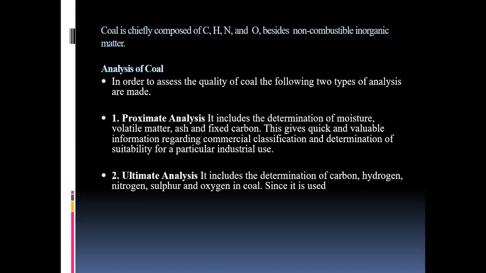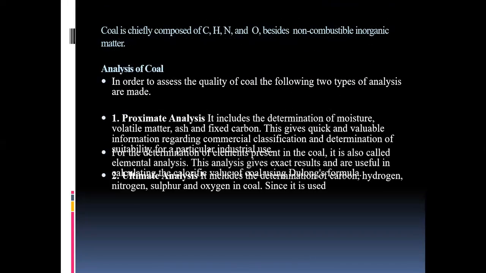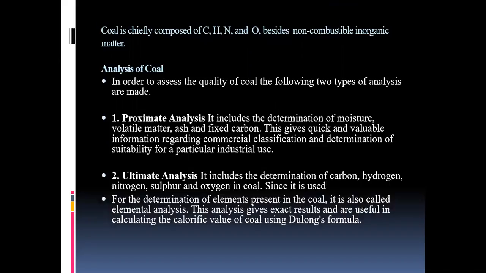Coming to the second type of analysis, that is the ultimate analysis. It includes the determination of carbon, hydrogen, nitrogen, sulfur, and oxygen. These are the elements that are present in the coal. As the analysis is performed to find out the percentage of the elements, this analysis is also called the elemental analysis. The ultimate analysis will be useful for calculating the calorific value of the coal.